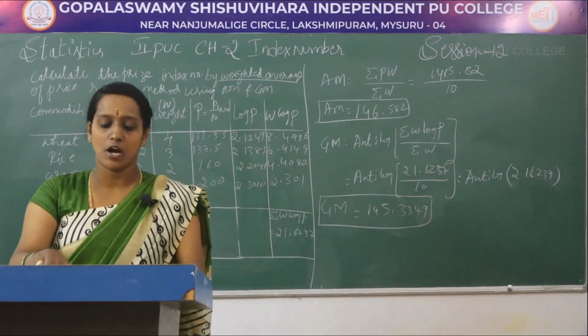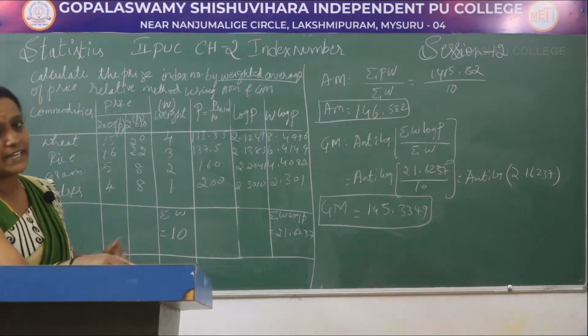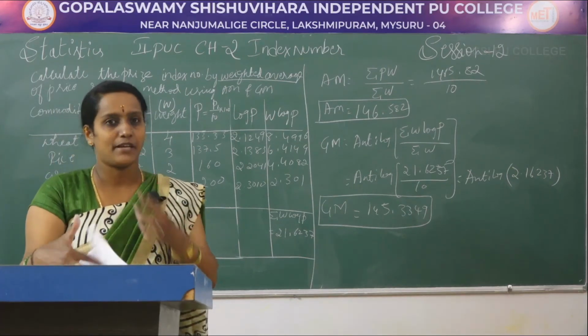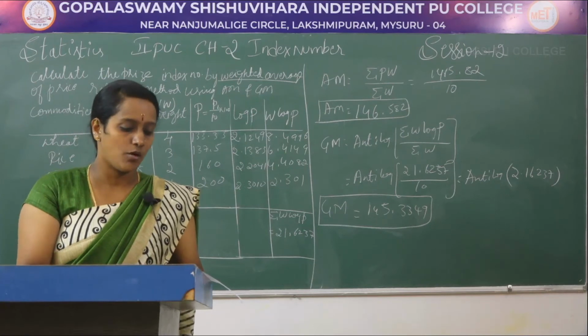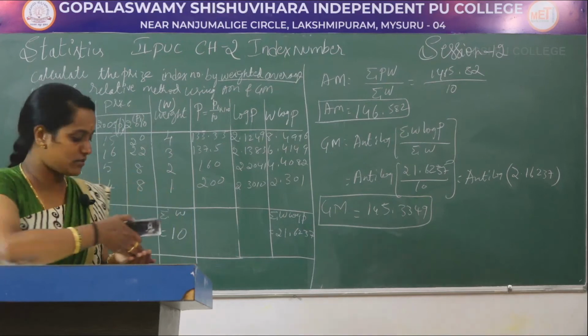145.3349. This is how we are calculating the AM and GM with weighted averages, with weights how we have calculated, that we have seen. Next we will go for another one. Next problem based on this type only.